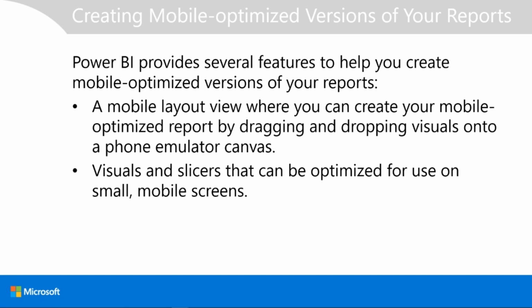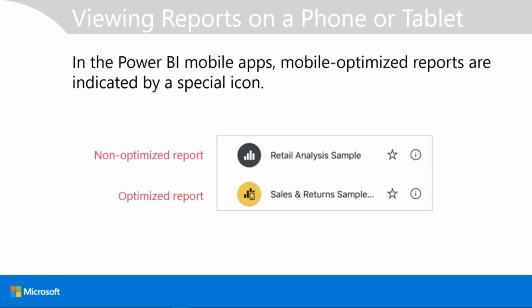Power BI provides several features to help you create mobile optimized versions of your report. A mobile layout view where you can create your mobile optimized report by dragging and dropping visuals onto the phone emulator canvas, and visuals and slicers that can be optimized for use on small mobile screens. In the Power BI mobile app, mobile optimized reports are indicated by a special icon as indicated below. All right, so now let's go over to the Power BI desktop and check this out.